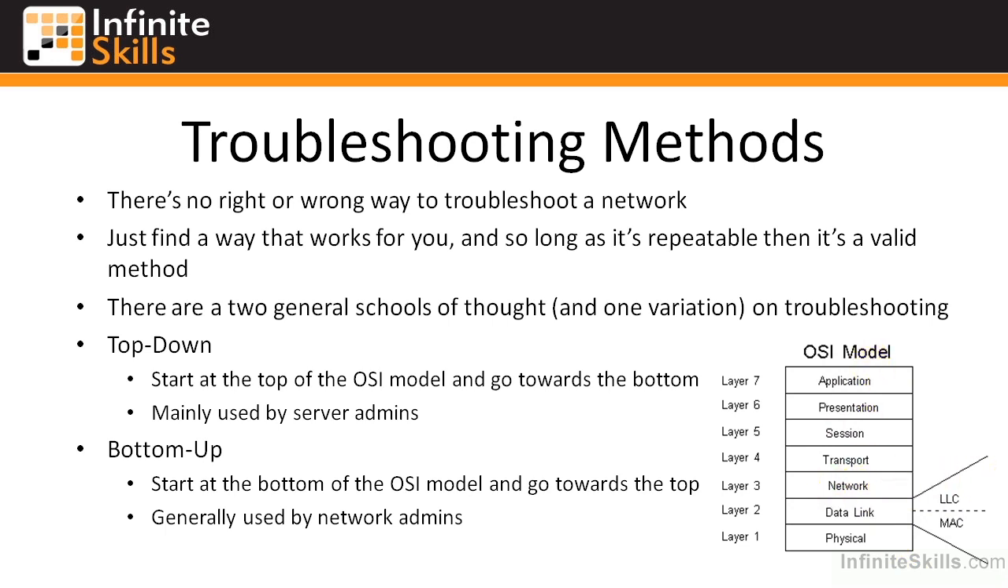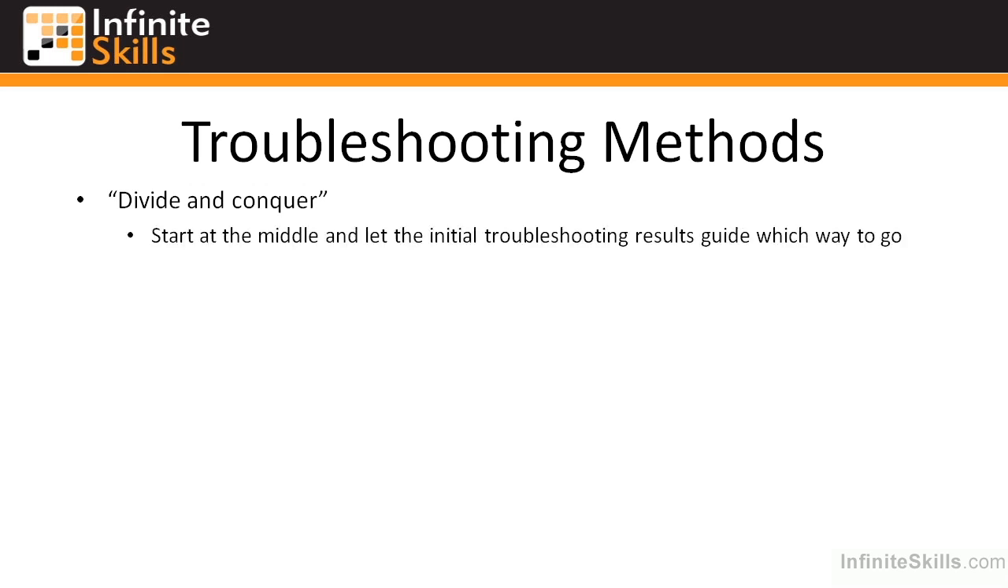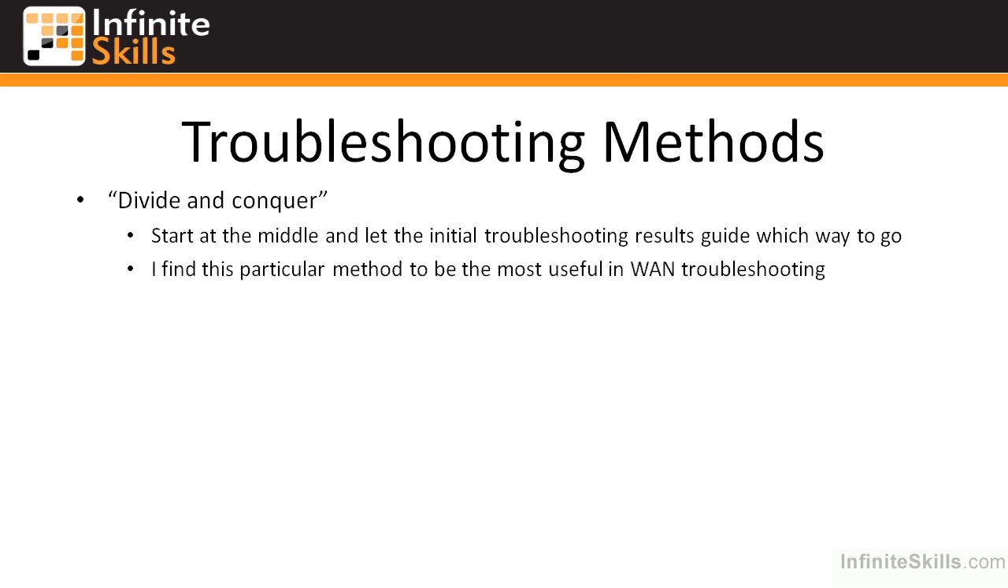Now again, both of those methods are well and good. The variation on that method is honestly the way that I do my troubleshooting, and that's divide and conquer. Divide and conquer is just about exactly what it sounds like. You start in the middle, and you let the initial troubleshooting results guide you which way to go. This works the best when you're talking about WAN troubleshooting.